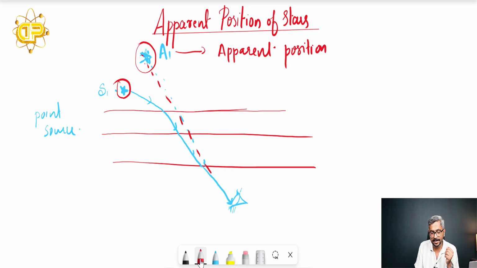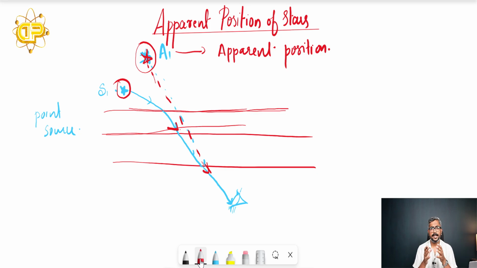So the stars which we see through our naked eyes are not at their actual position. It is somewhat different, the apparent position. This is because of atmospheric refraction. Due to atmospheric refraction, the light coming from the stars bends and reaches your eyes, and your eyes have a specialty of seeing in a straight line. So the position will change here. So this is the apparent position of the stars.